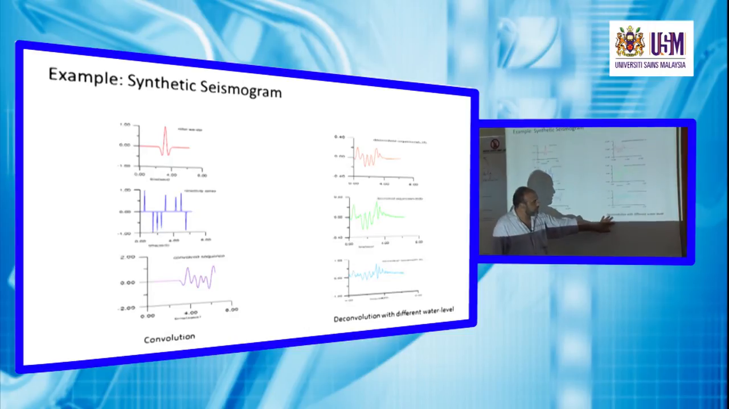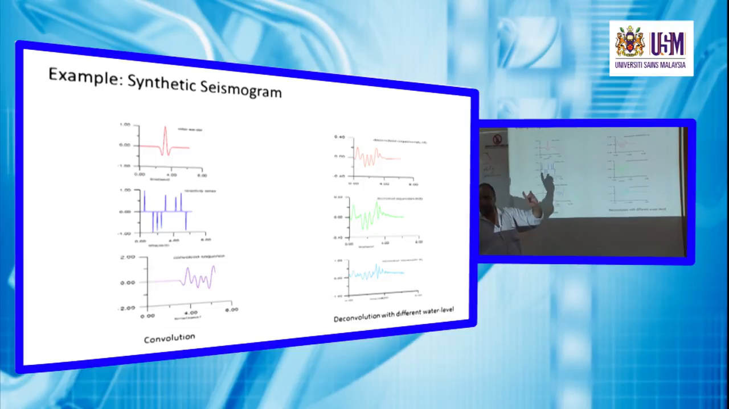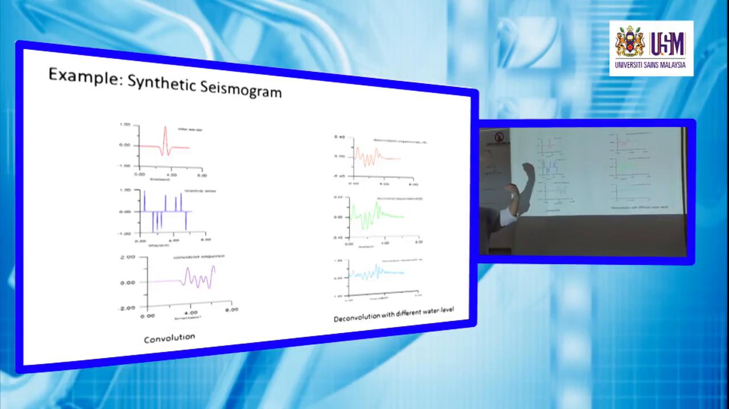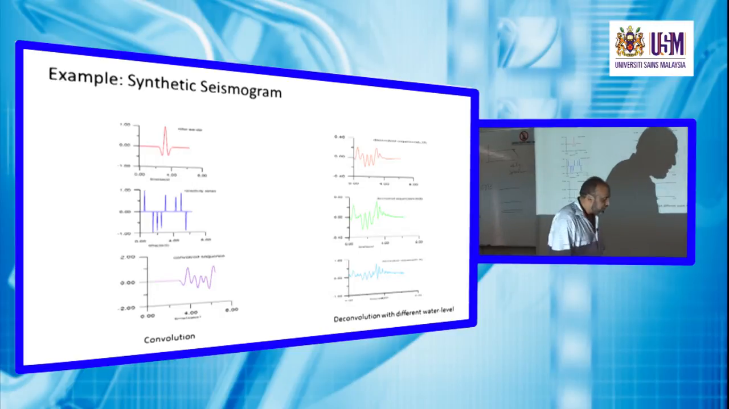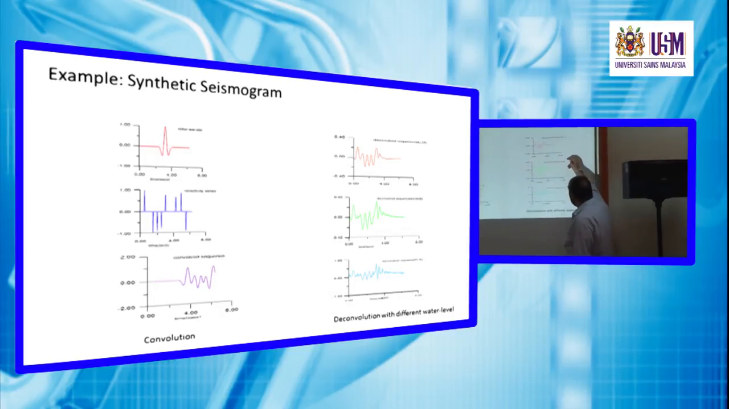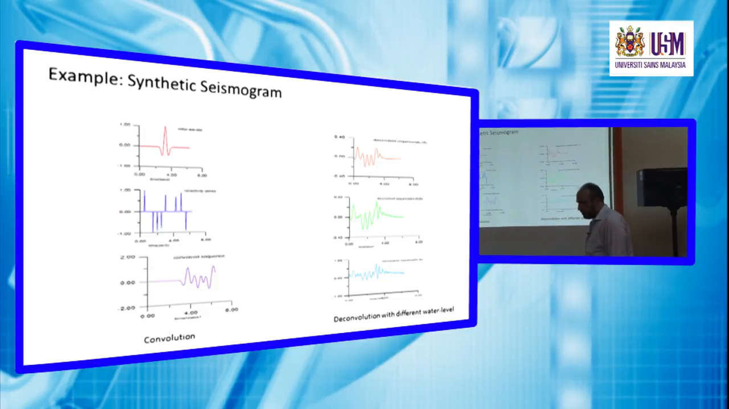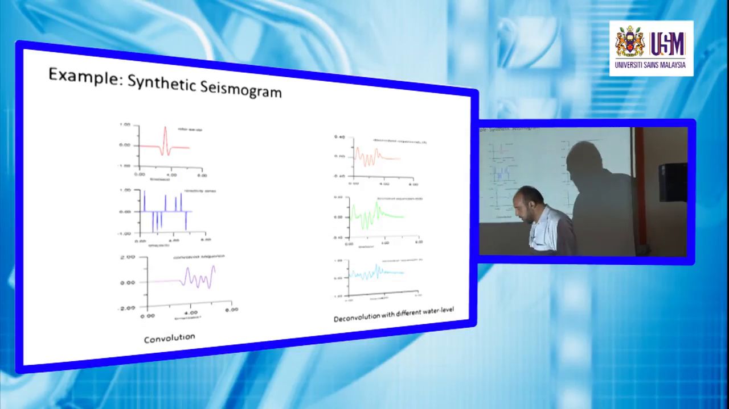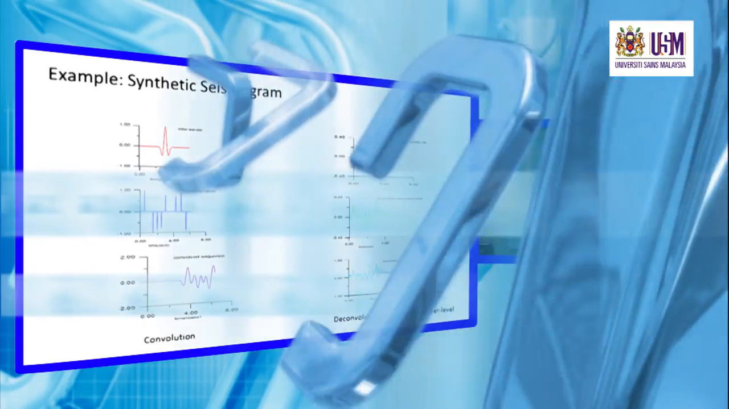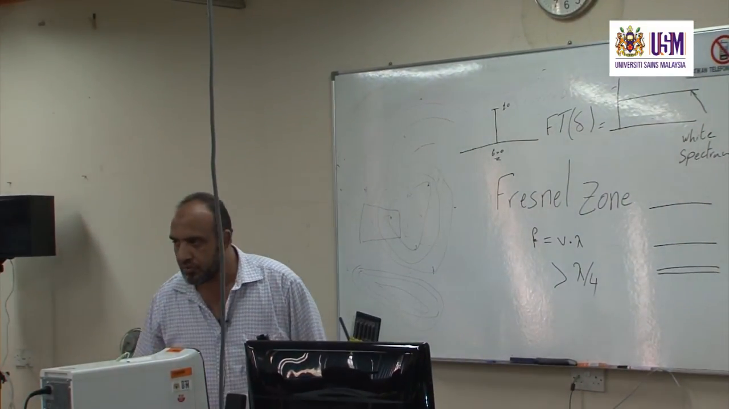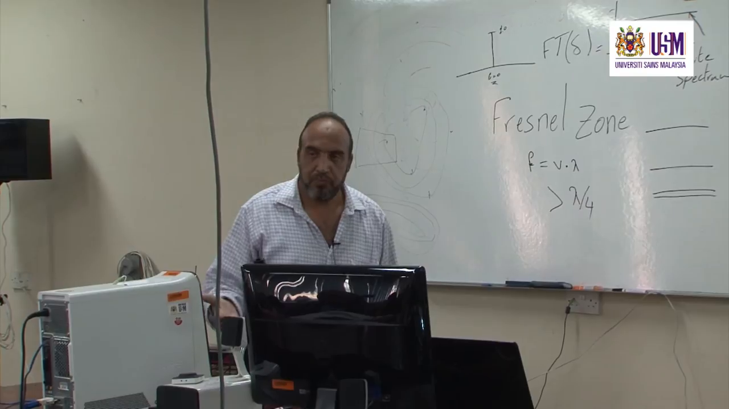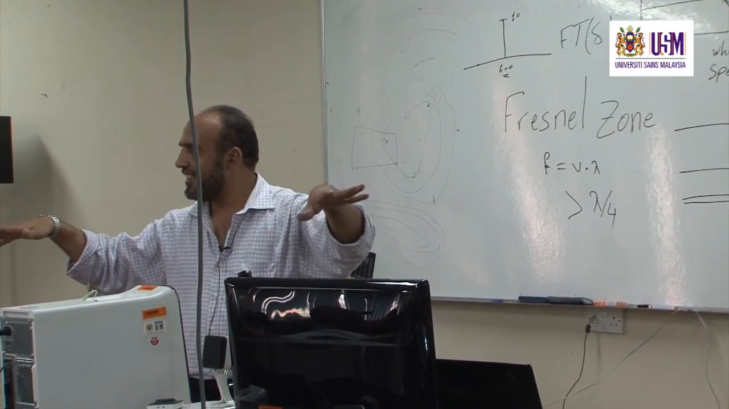Deconvolution, on the other hand, is a way to remove the effect of the source. So here we removed the effect of the source, but we applied a number of water levels. This one is 10, the water level is 10 decibel, this is 20, and this is 30. So the question here is, what is water level? Does anyone have any idea about what water level is? No, not water, not sea level.